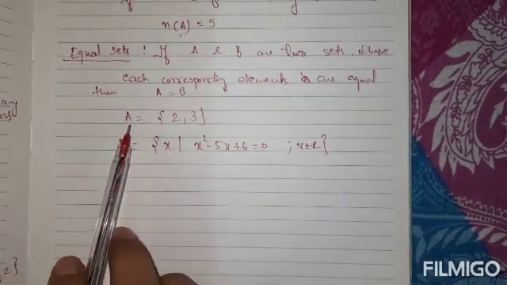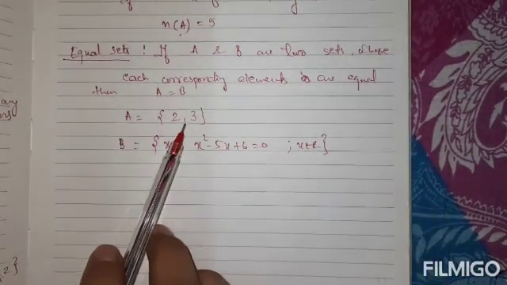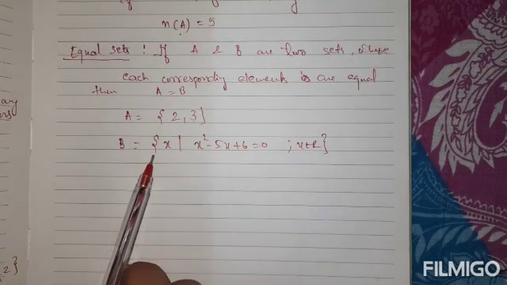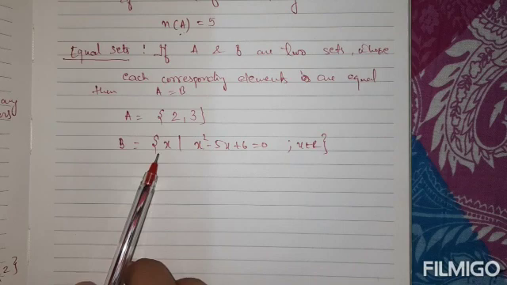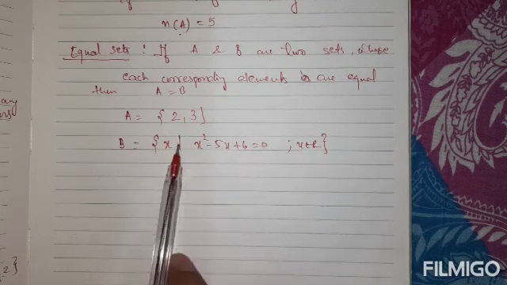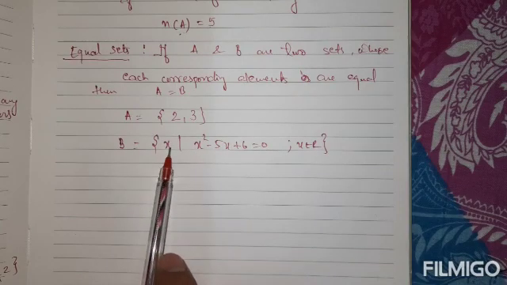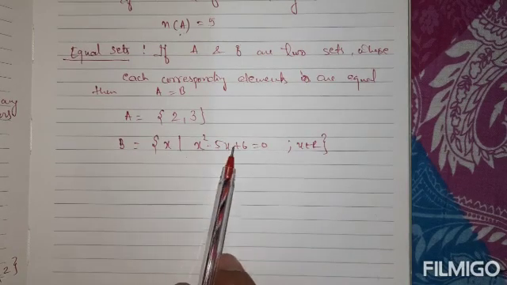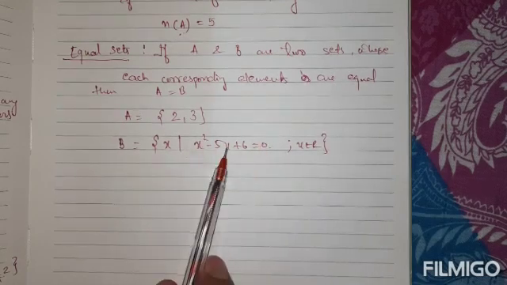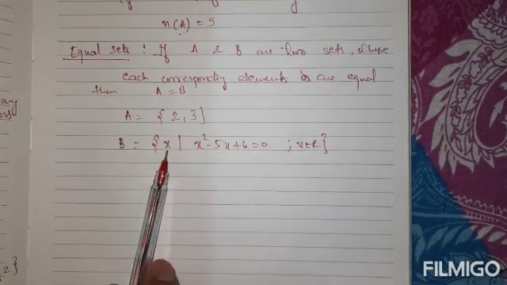See, A is a set which is written in roster form, that is 2, 3, means it has 2 elements only. And B is a set which is written in set builder form. Here B is the set of all x which satisfy this equation. What is written is that B is the set of all x such that x square minus 5x plus 6 is equal to 0, means those x which satisfy this equation for real numbers, those are the only elements of this.